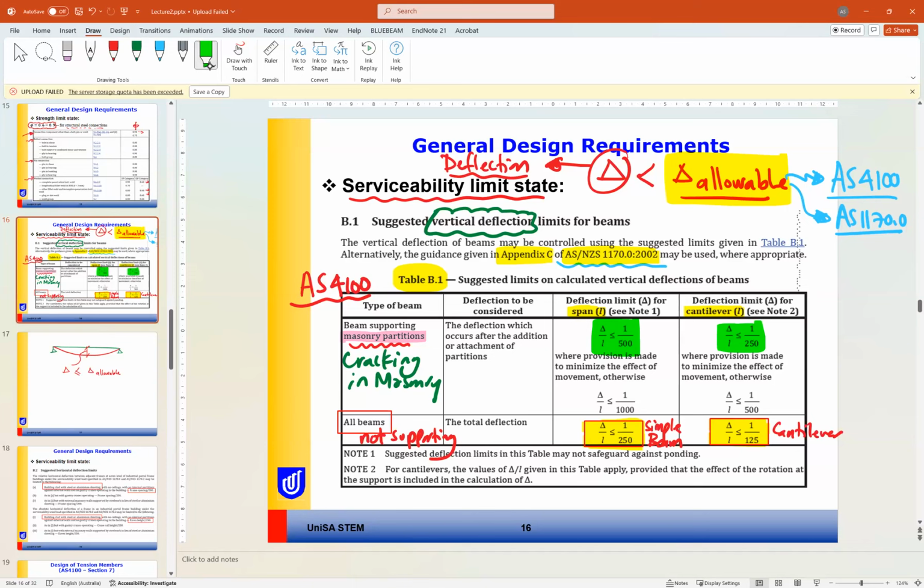And even more in some cases, as you can see here, it can be up to span over 1000, and span over 500 for the cantilever. So in normal beams or normal conditions, if we don't worry about the member supported by the beam, there is no problem to increase the limits. But if we are worried about, for example, a beam carrying a glass window or something like this, we are worried about cracking of the window, so we can use lower limits for the deflection.